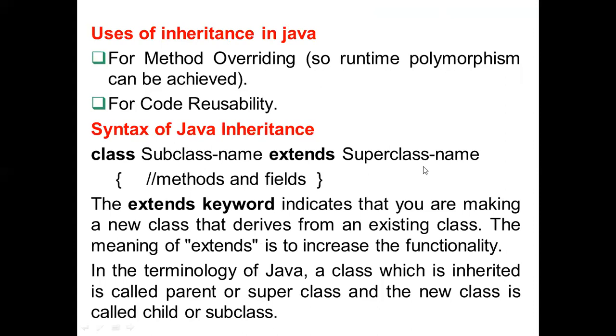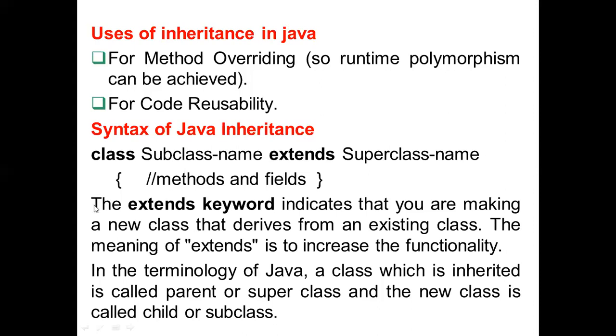extends superclass name. So class is a keyword followed by the name of the child class we are giving. Like that, extends is a keyword. See, it's very important. EXTENDS, extends is nothing but extension we are doing. Extendability, extensibility, extension we are making. Superclass name is the parent class name.